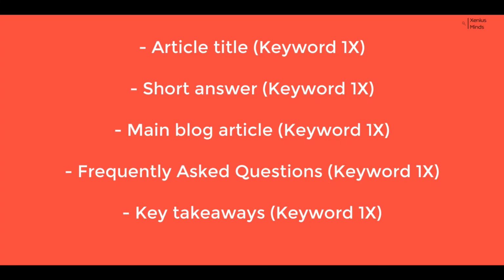And what's important, obviously, is that your blog article title has your keyword in it, and that your article has your keyword at least 1 time. The same for the frequently asked questions section. And when you ask ChatGPT to write your key takeaways, you want to also see your keyword at least once in there. And as for the short answer, same thing. You want to see your keyword at least once in there.